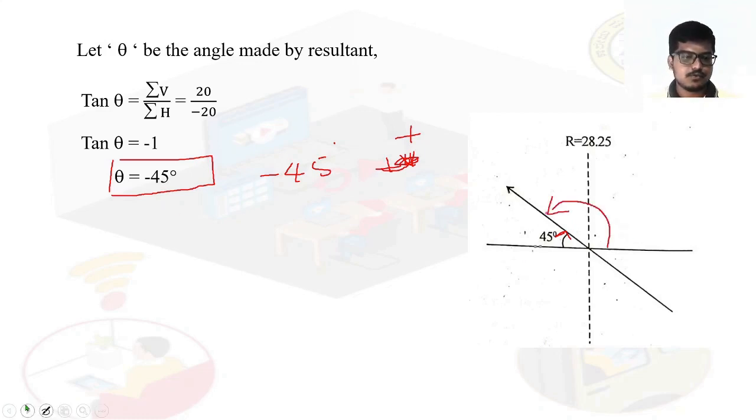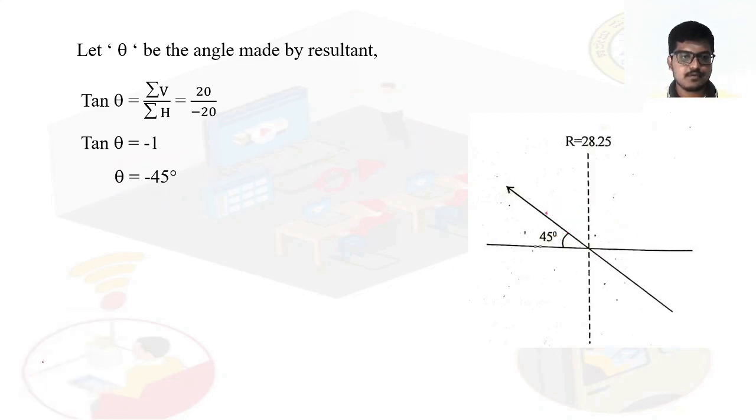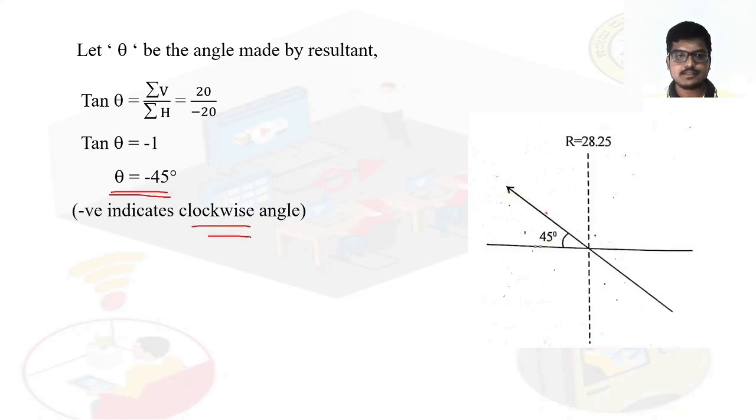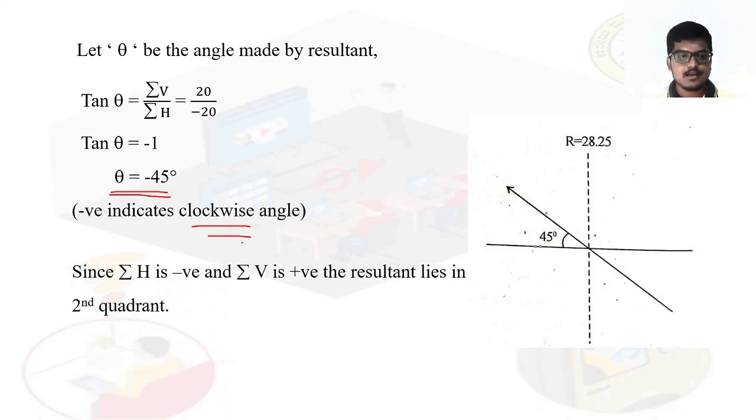Okay, so for the time being, what do you think? Tan theta is equal to minus 1, so theta is equal to minus 45 degree. So theta is in which quadrant? It will be in the second quadrant only. How? I already told you: the negative sign indicates a clockwise angle. Sigma H is negative, sigma V is positive. So the resultant lies where? In the second quadrant. I already explained to you.